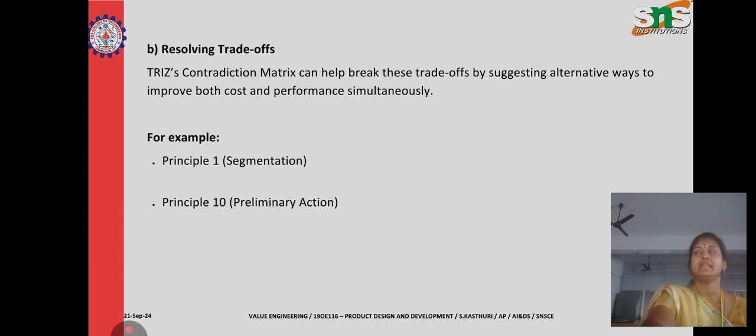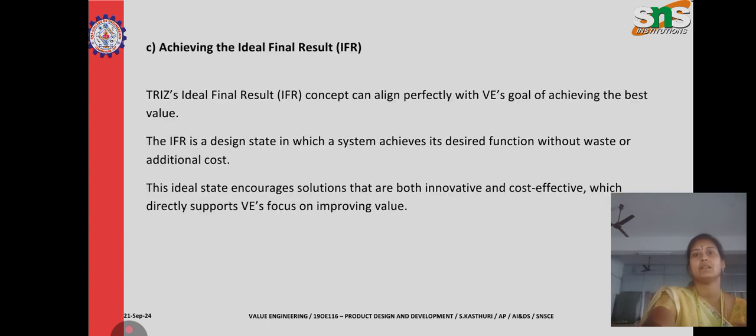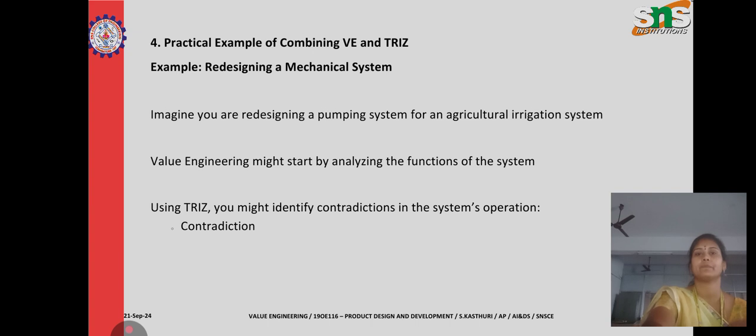Resolving the trade-offs. In many cases, cost reduction in VE comes at the expense of functionality. So the TRIZ contradiction matrix can help break these trade-offs by suggesting alternative ways to improve both cost and performance simultaneously. Achieving the ideal final result: the ideal final result concept can align perfectly with VE's goal of achieving the best value.